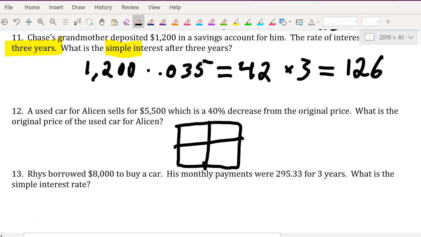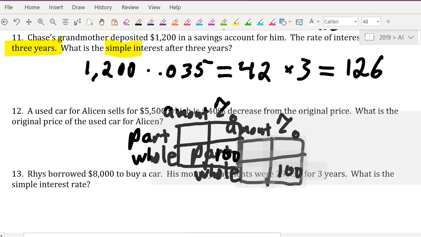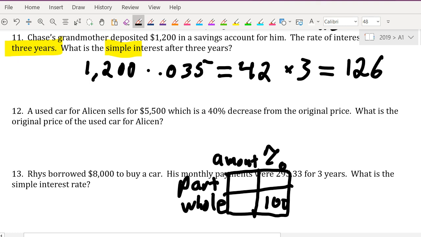Out of 100%, amount. So what is our part and our whole? 5,500 is the what? The part or the whole? The part. Do we agree? Yes. 5,500 is the part after it decreased, right?